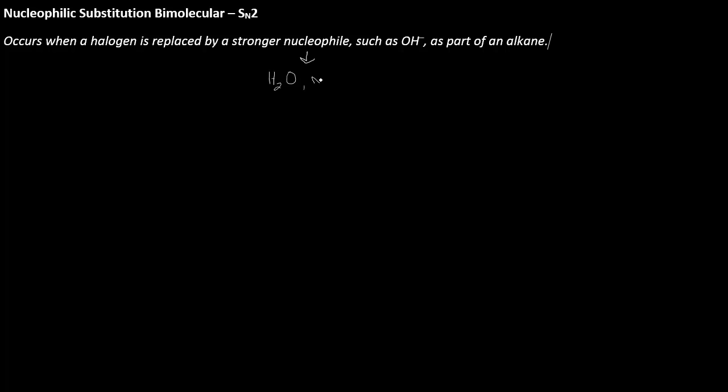This occurs, again, when a halogen is replaced by a stronger nucleophile, such as hydroxide. Other examples would be water, ammonia, or the cyanide ion. Cyanide ion, that's CN negative, may come up because that's a common way for us to show you how to extend carbon chain length. But again, hydroxide will be the most common that you'll work with.